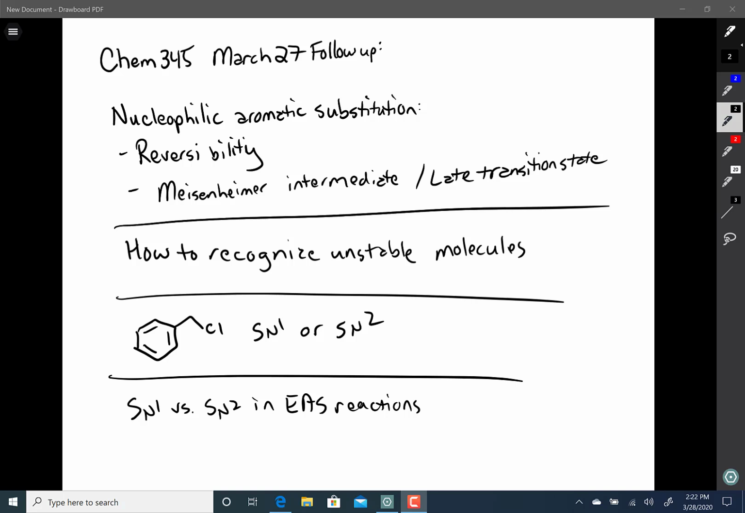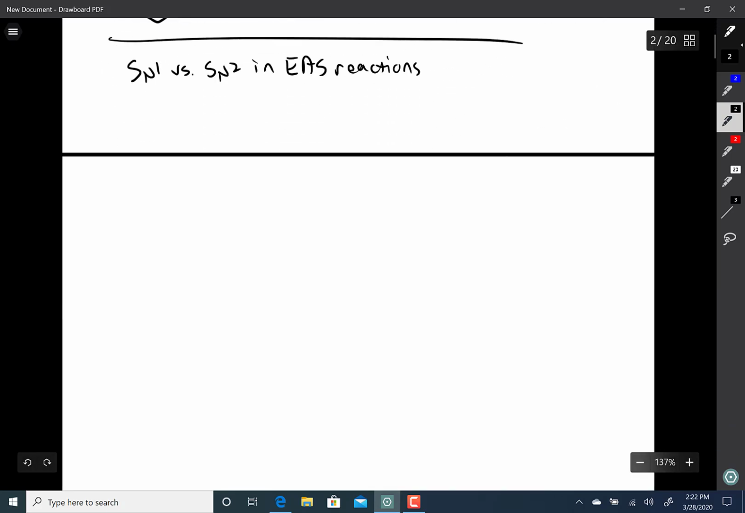Okay, so here's a March 27th follow-up. First thing we want to talk about is nucleophilic aromatic substitution. Mainly the reversibility of it, as well as this question about what does this mean by late transition states.